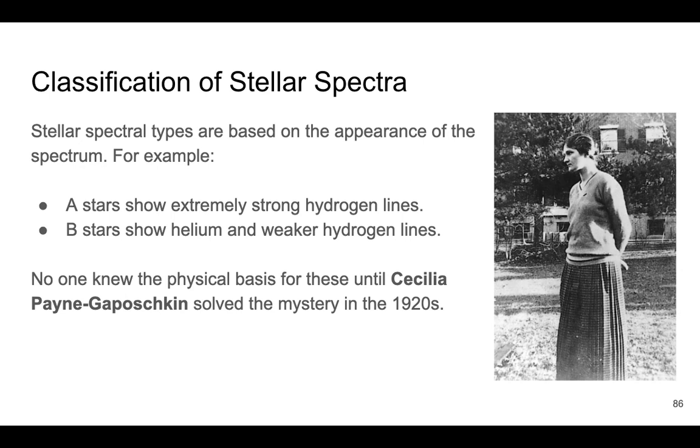So, the spectral types are based on the appearance. These categories are based on the appearance of the spectrum. So, A stars have very strong hydrogen lines. B stars have helium lines, but weaker hydrogen lines, and so forth. There's different rules for all the different categories. So we knew this. We knew it was related to temperature, but nobody knew the nuts and bolts of this until Cecilia Payne-Gaposchkin figured this out in the early 1920s.